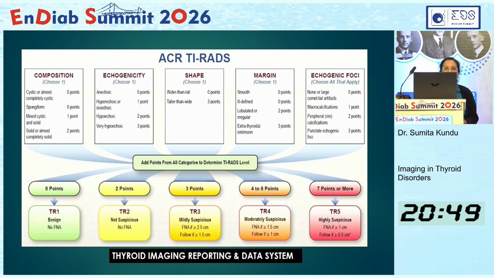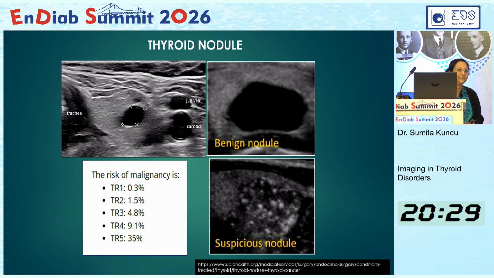If it is in the TIRADS 4 category, then it is moderately suspicious and we have to proceed for FNAC more frequently. And when it is TIRADS 5, we know that this is most likely to be malignant, so we go ahead with the FNAC. Then we also have TIRADS 6, which is the category where we know that this is a thyroid malignancy.